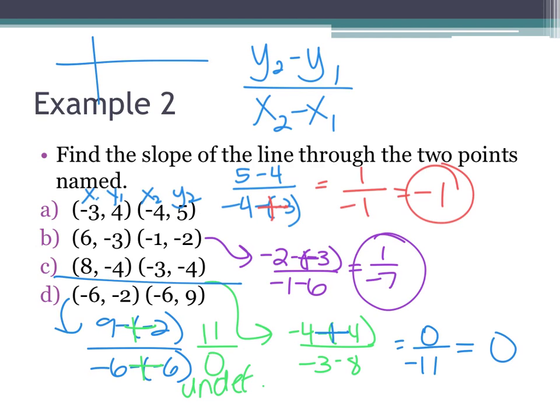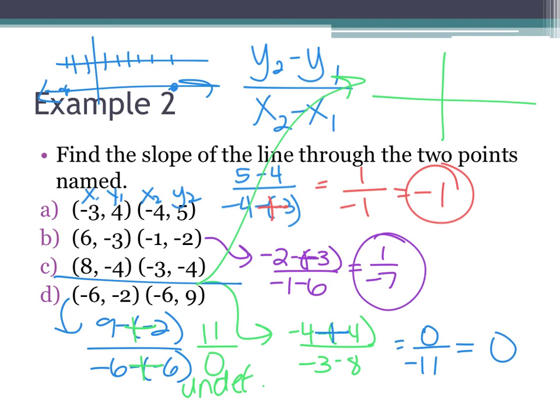I'd get 8, negative 4, and negative 3, negative 4. I get a horizontal line, so it should be consistent with the fact that the slope would be 0. And then if I were to plot D, I'd get negative 6, negative 2, negative 6, 9, and this would be a vertical line, which again should be consistent with undefined slope.